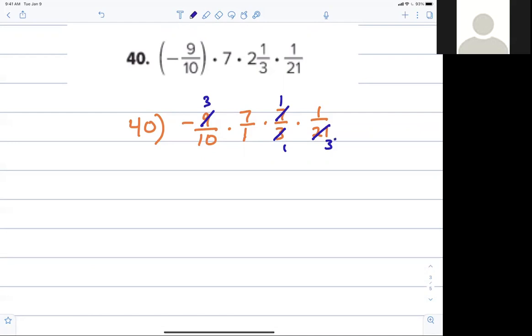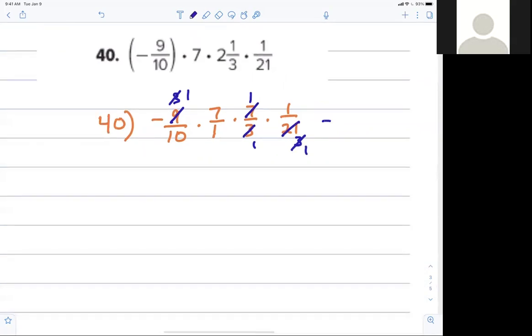3 cancels the other 3. Yep, so that 3 becomes a 1, and the other one becomes a 1. Beautiful. So the final answer would be 7 over 10. And then we check for negatives. And you just count the negatives, there's 1, so it would be negative.